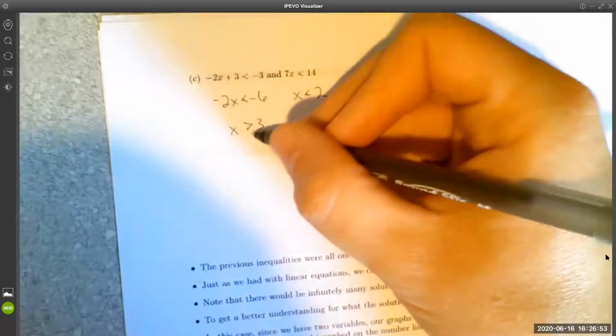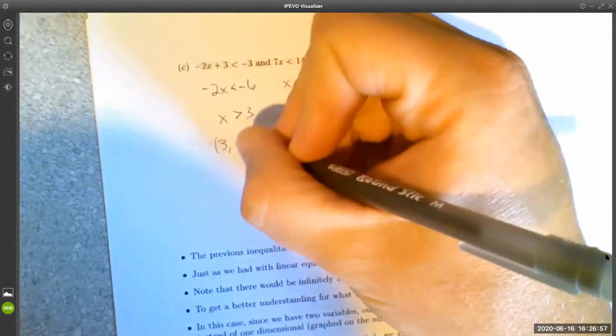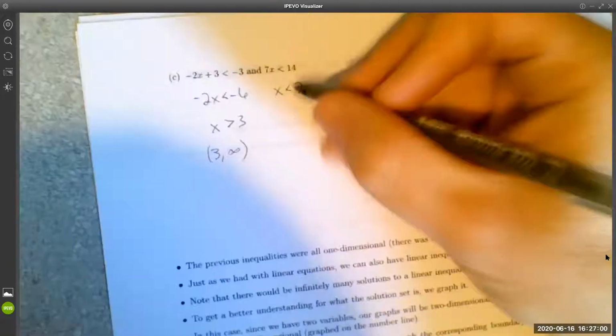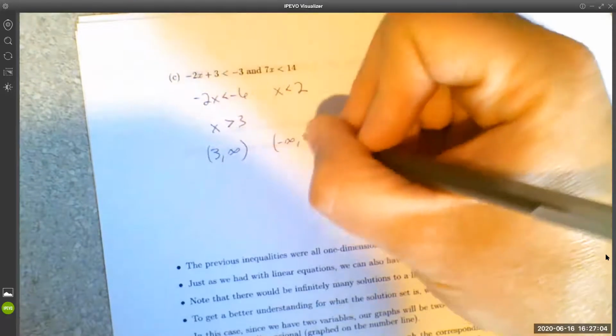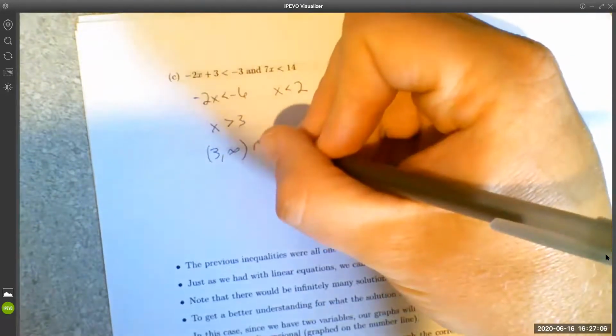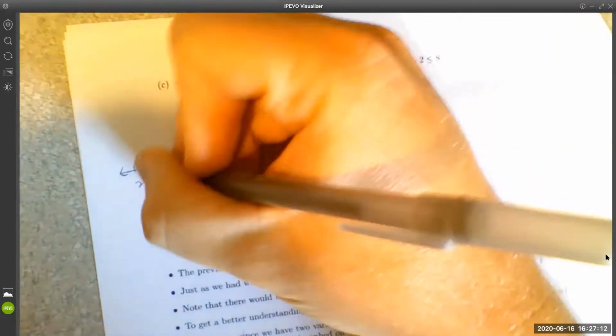So for this inequality, the solution set x greater than 3 would mean 3 to infinity. This solution set is x less than 2, that would mean negative infinity to 2. And I'm going to take the intersection of these two sets. So to see what the intersection is, a picture might be useful.